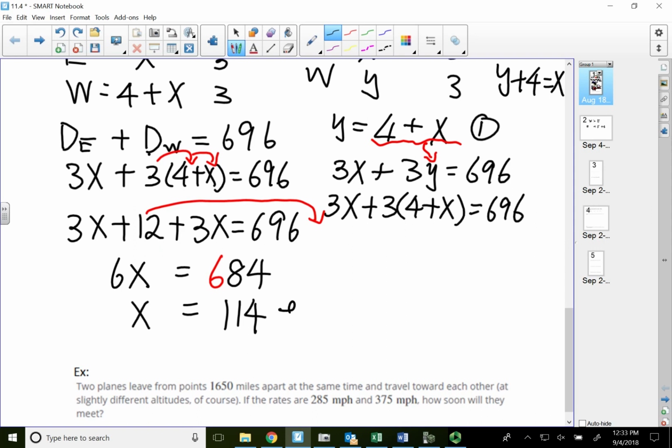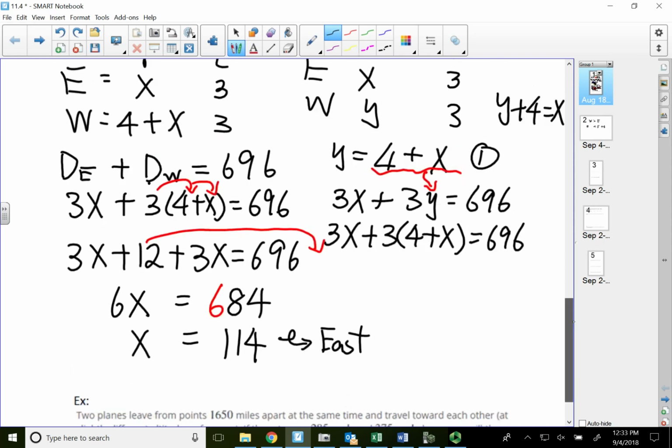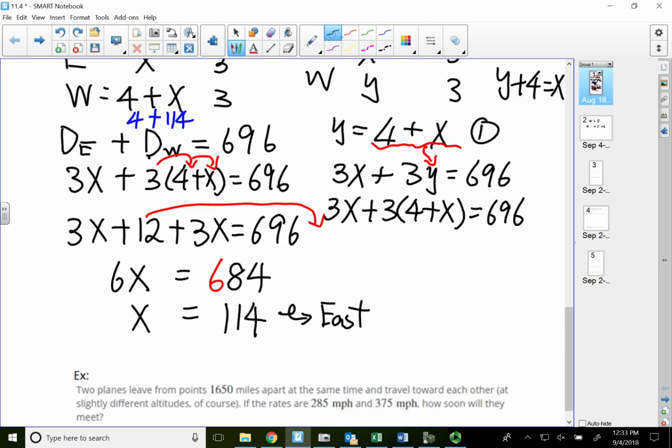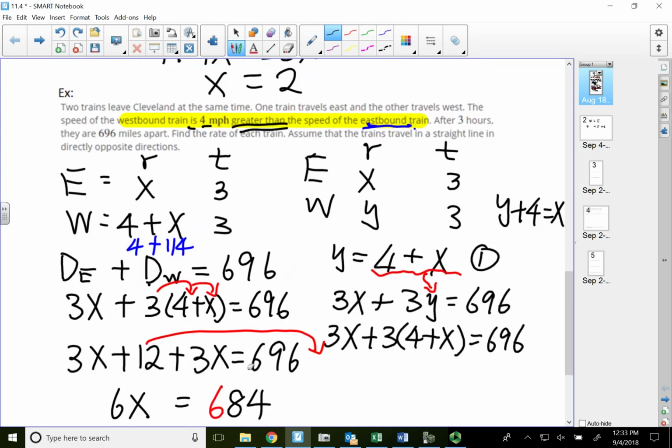All right, so that's for the eastbound train. Remember now the westbound train is 4 miles per hour greater, so that would just be 4 plus 114. So that would make the westbound train 118. All right. So same equation. Either I use one variable or use two different variables for this problem.